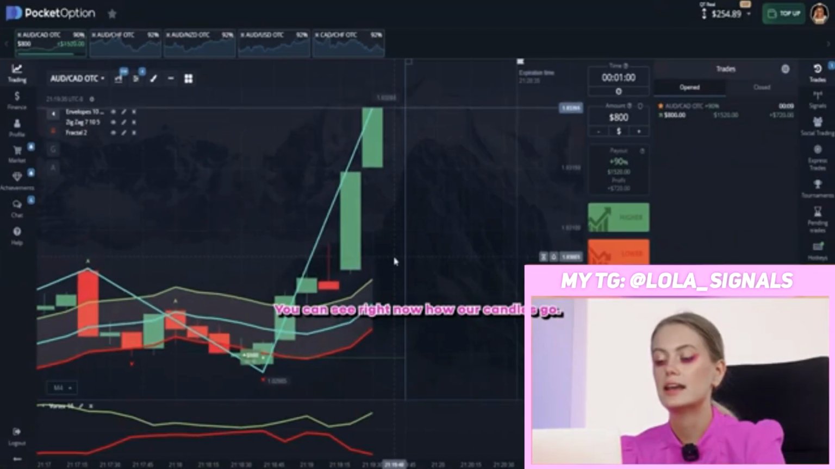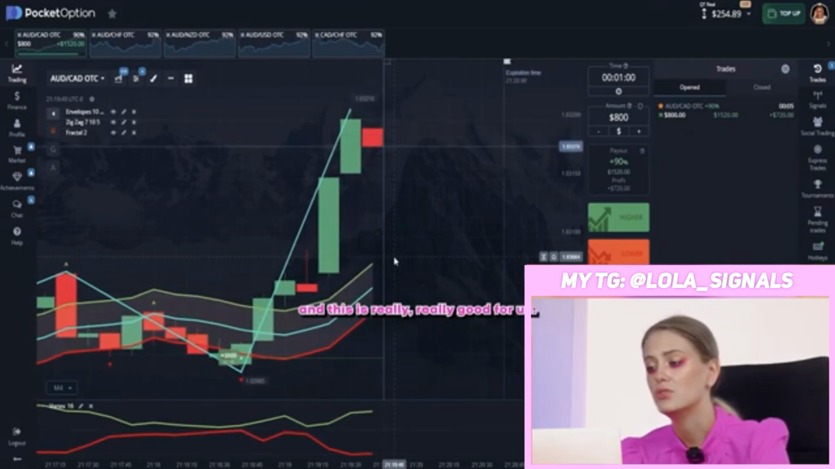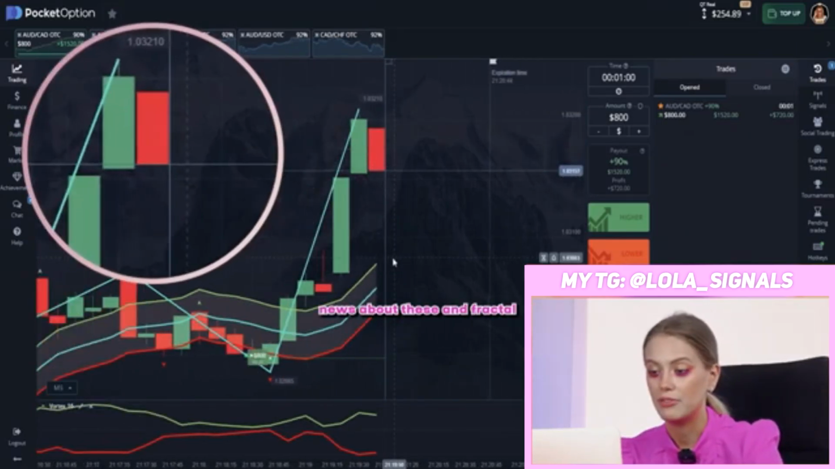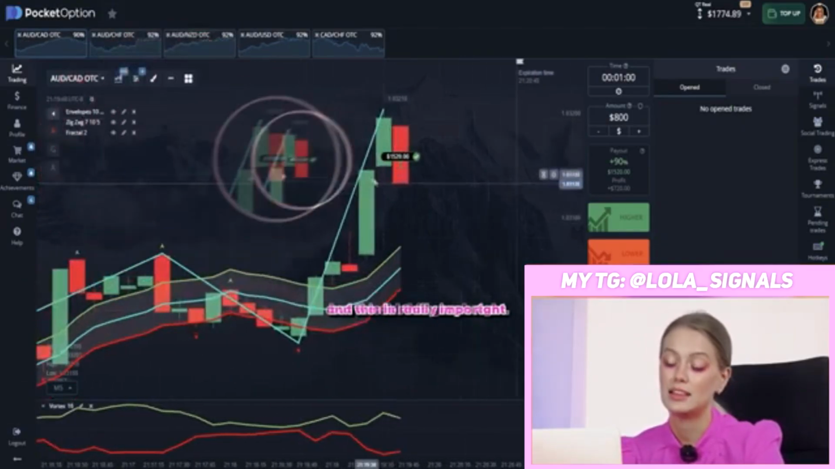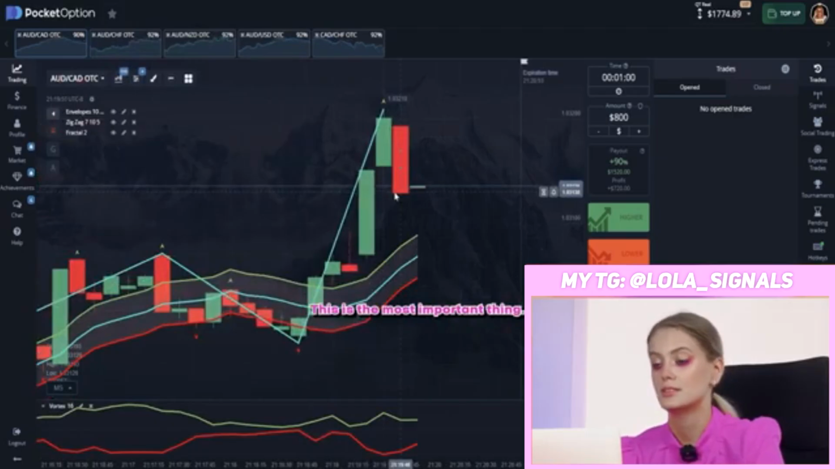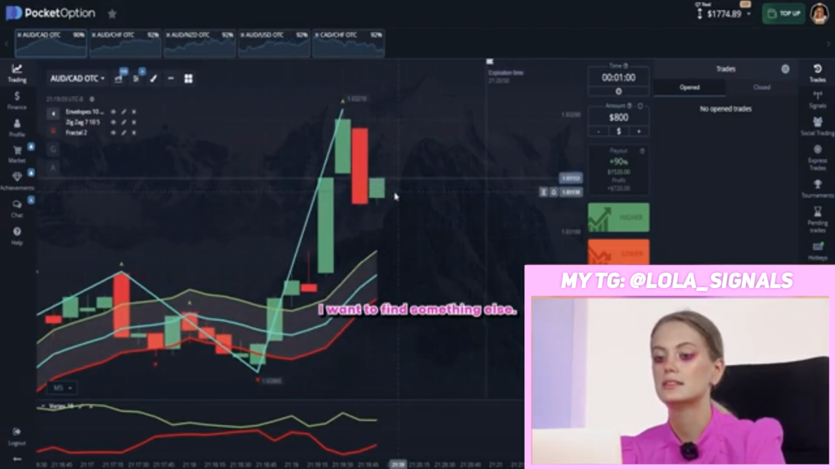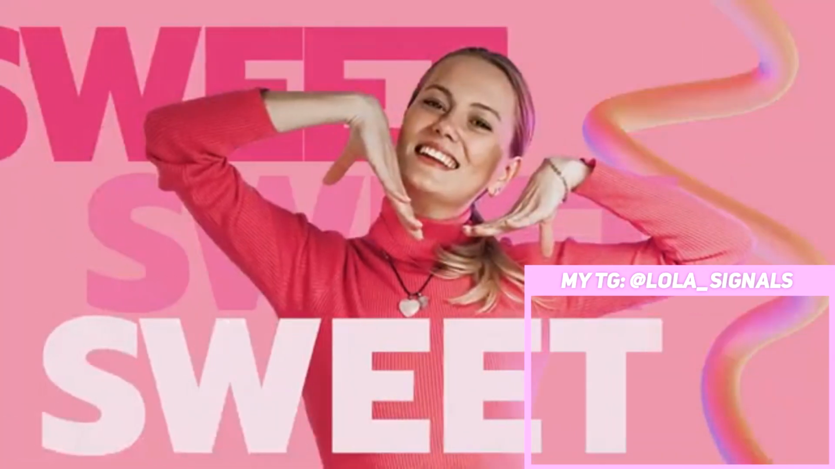You can see right now how our candles are going up, and this is really, really good for us. Yes, you can be confused about this, and the fractal hasn't found the point yet, but we made this profit, and this is really important. This is the most important thing, okay? And right now I want to find something else, so let's continue with another pair. Let's go.